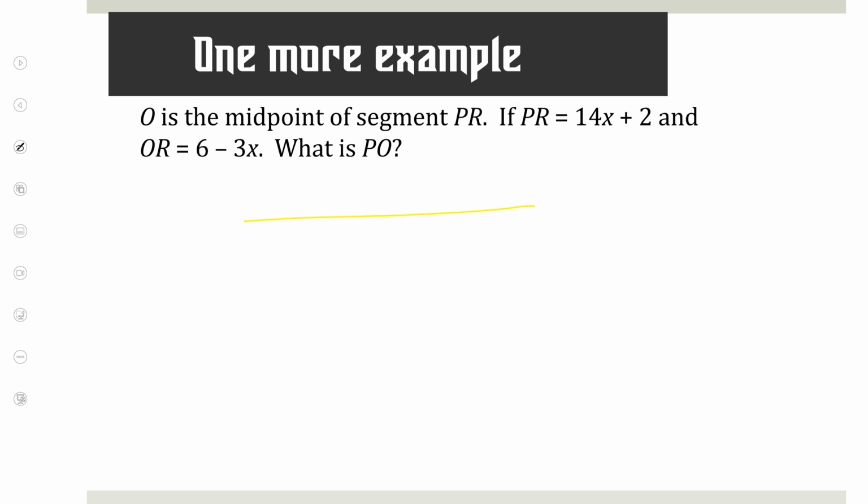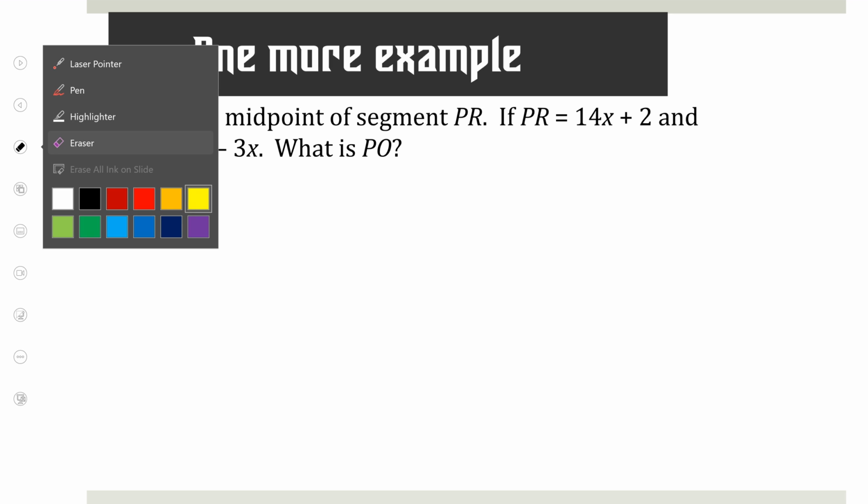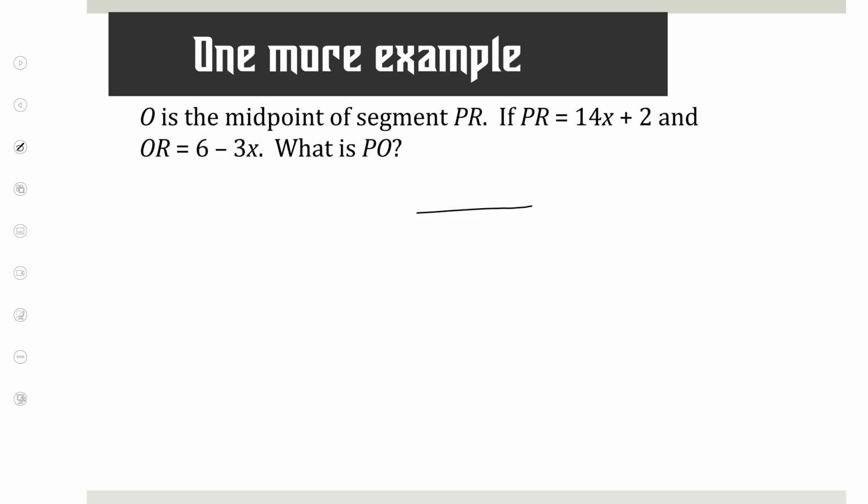Oh, yellow is horrible. How do I label the endpoints? P and R, and where's the midpoint? O, okay. OR is 6 minus 3x. PR is 14x.